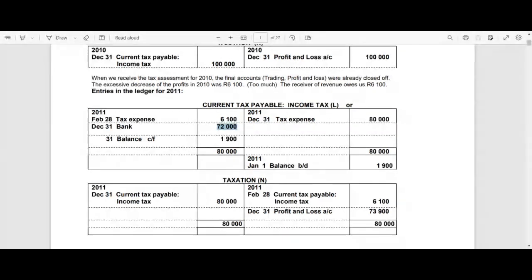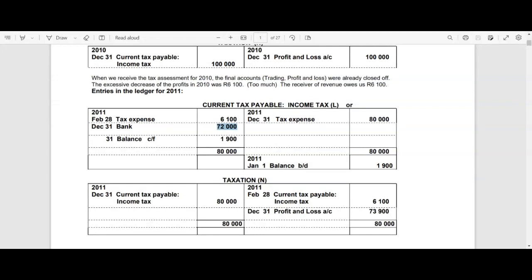Then that current tax payable income tax account, if you can type for me, what will be the balance on the account at that point in time? Remember, those other entries come later. The first provisional tax payment will only come in June, the second provisional tax payment in December, and our provision for income tax expense also in December.